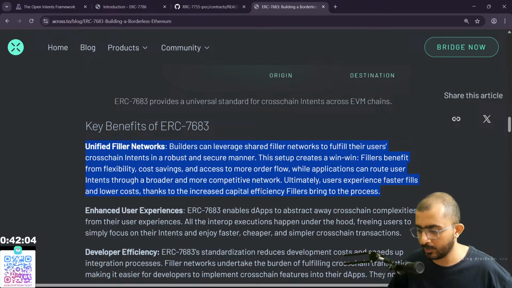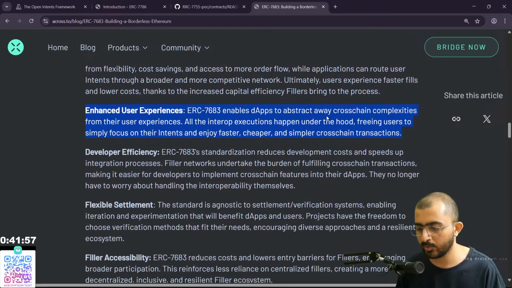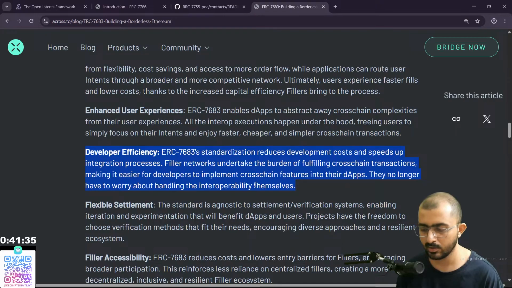Enhanced user experiences. ERC-7683 enables apps to abstract away cross-chain complexities from their user experiences. All the interop executions happen under the hood, freeing users to simply focus on their intents and enjoy faster, cheaper, simple cross-chain transactions. Okay. Developer efficiency. It standardizes.